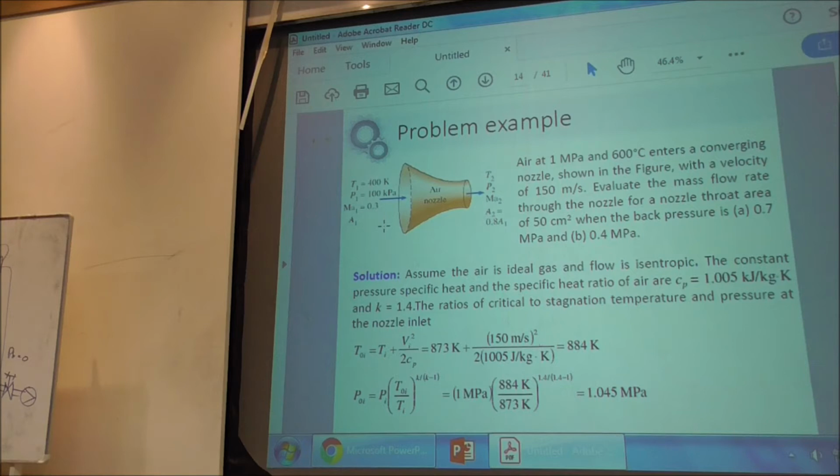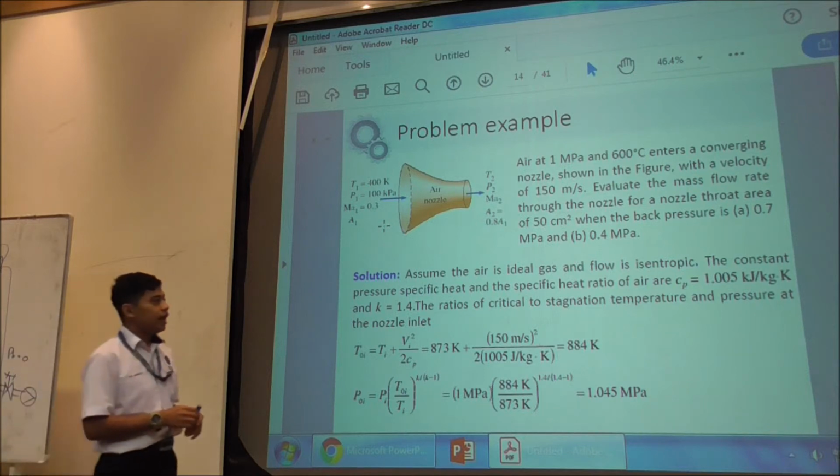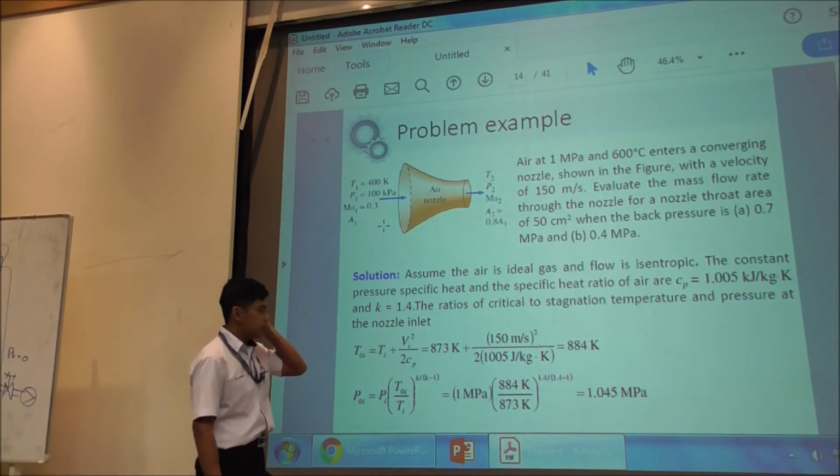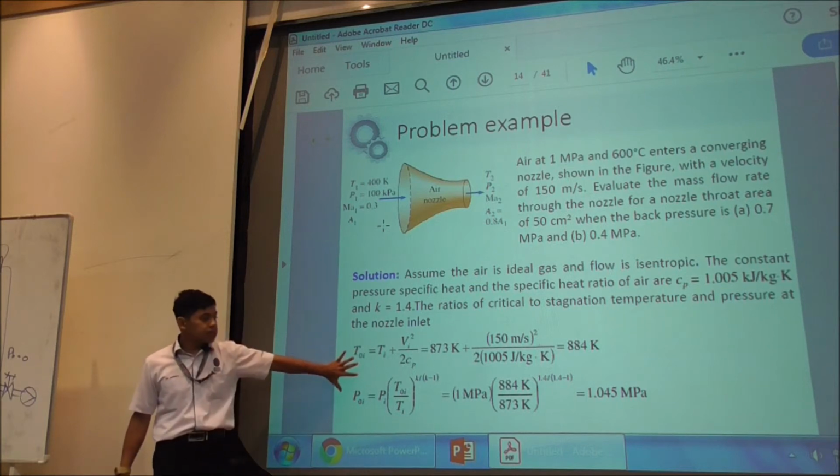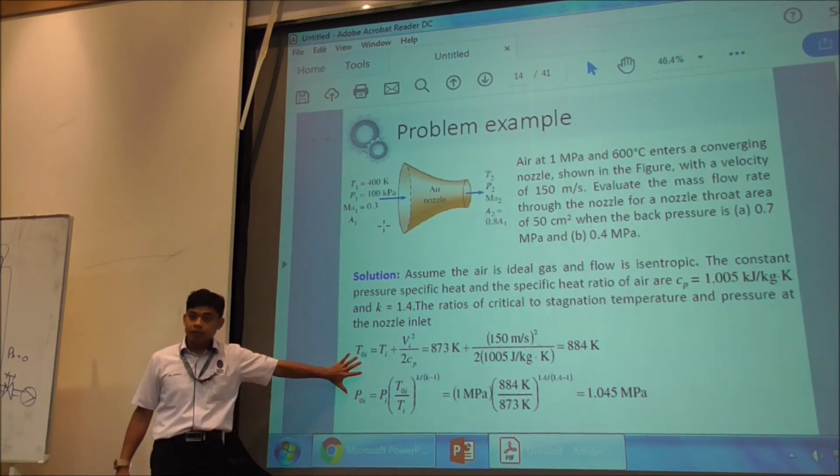Any question before we proceed? Okay, so this is a problem example. You have air coming at 400 Kelvin, 100 kilopascal at Mach number 0.3. So if you want to calculate the mass flow rate at the throat when the back pressure is 0.7 and 0.4 megapascal, first, always calculate the stagnation properties.